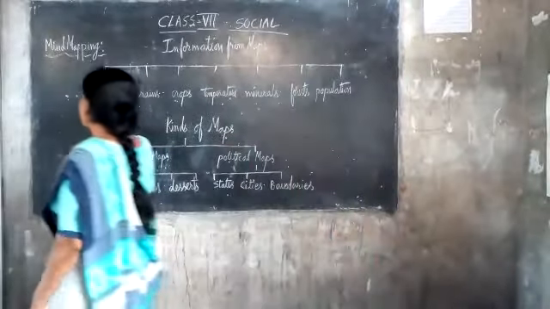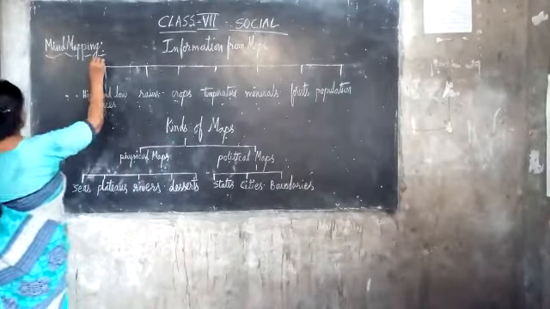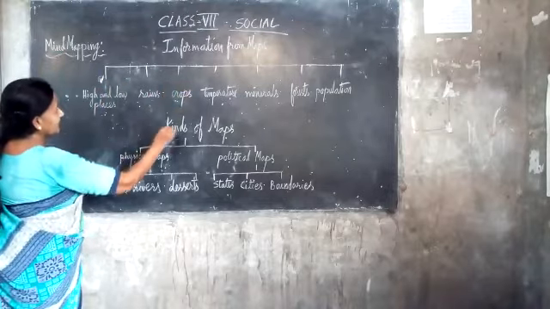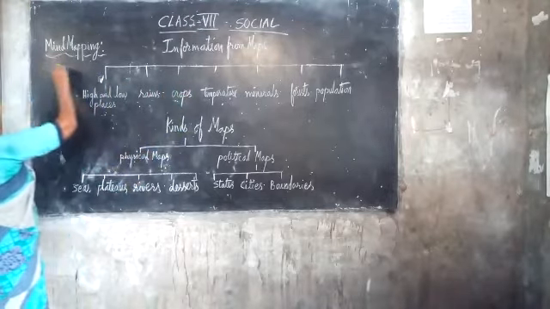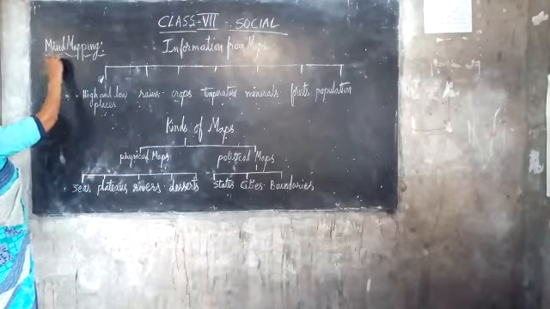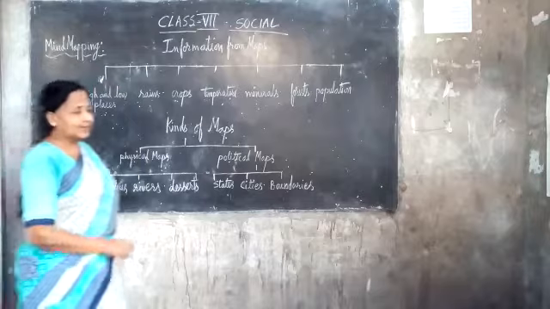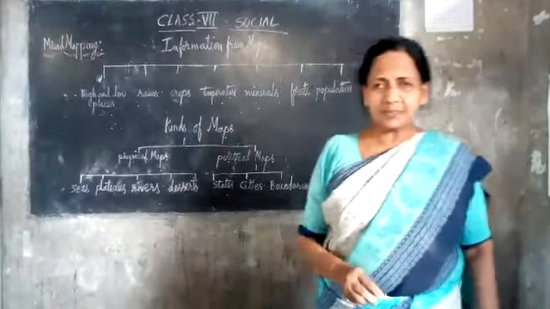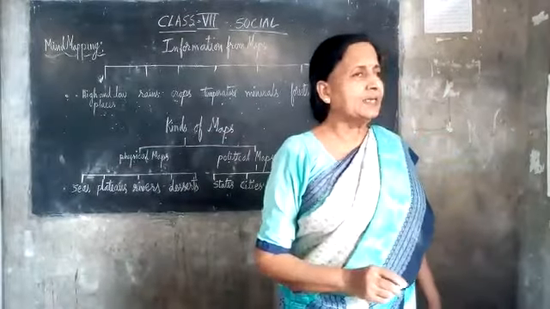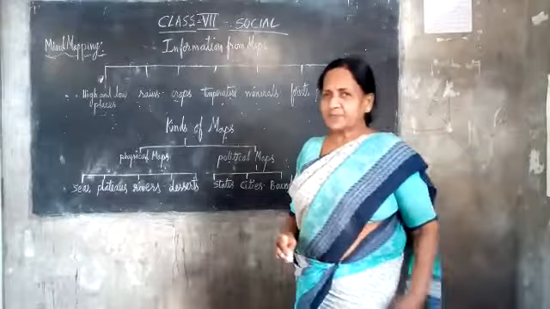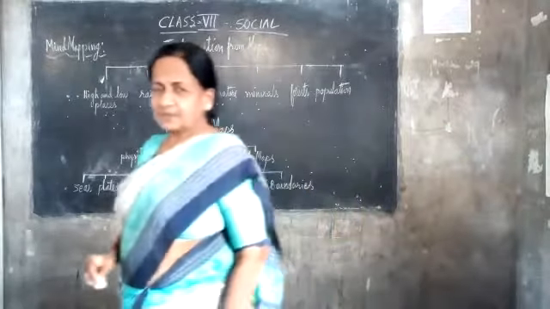All this is known as mind mapping. What is all this known as? Information from maps and kinds of maps is known as mind mapping. And we are still in the first chapter of your social textbook, which is reading maps of different kinds.